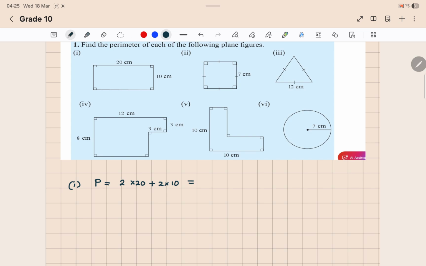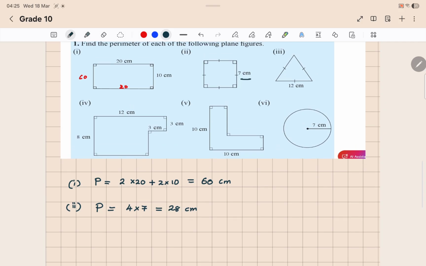So you get 40 plus 20, 60 centimeters, because this is also 20, this is 10, right? So then add them all together, right? Then the second shape is what? That's a square. So one side length, we know all four sides are the same. So 4 times 7, which is 28 centimeters, right?